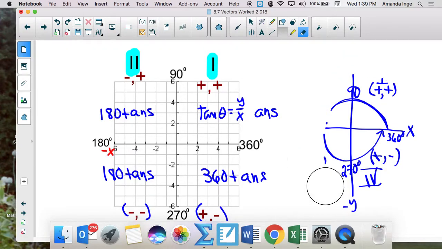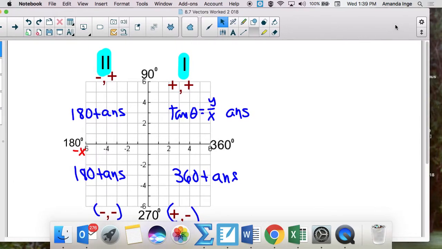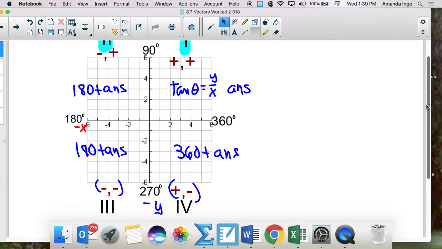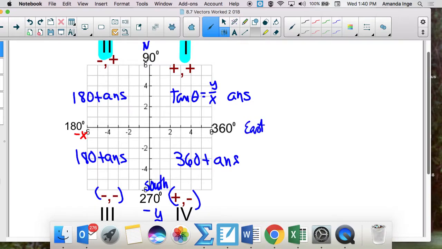So I have that on my graph over here. All right. So now let's talk a little bit more, because you'll have to do this in physics. I don't know if we have any word problems that have to do with this, but we might. Okay, so let's talk about north, south, east, and west. This would be north. This would be south. This is east. And this is west.